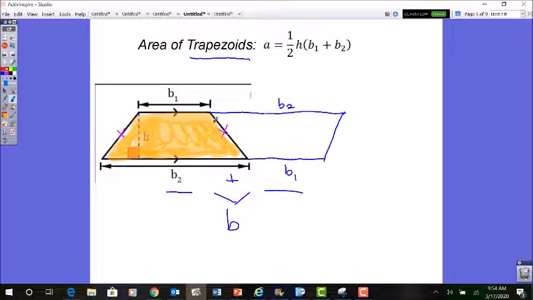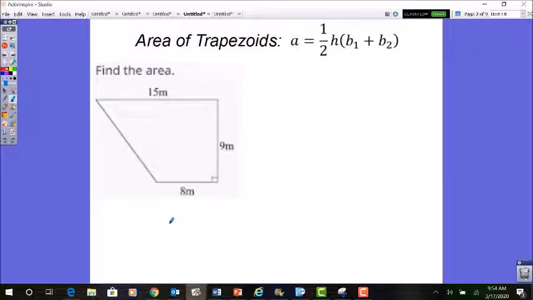So, a few reminders. The area formula is 1/2 the height times base 1 plus base 2, and the bases are always going to be the sides that are parallel to each other. Now we're going to actually use this formula and do some examples. Here we have three sides that are labeled with measurements. And just like we talked about with triangles and parallelograms, the base and height always meet at a right angle. So you see we have our right angle right here.